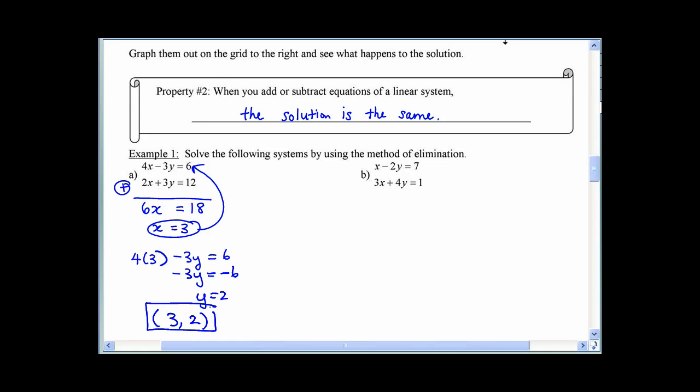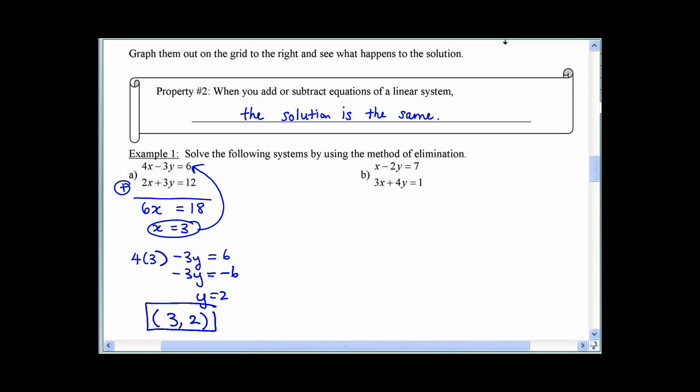Alright, looking at part B now, you're going to have to do the same thing. Either eliminate the x or the y. It's up to you what you want to choose. But notice in this case, you can decide to eliminate x or y. But wait a minute, the coefficients aren't the same. So what you need to do first is actually make the coefficients the same. So, do you want to eliminate x or do you want to eliminate y?